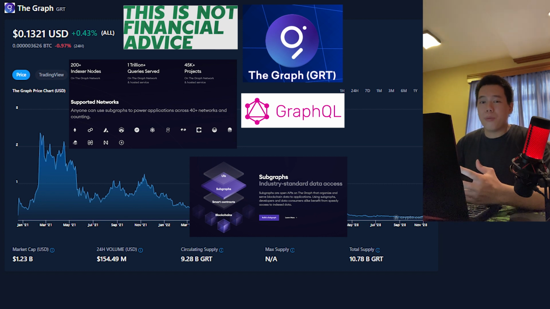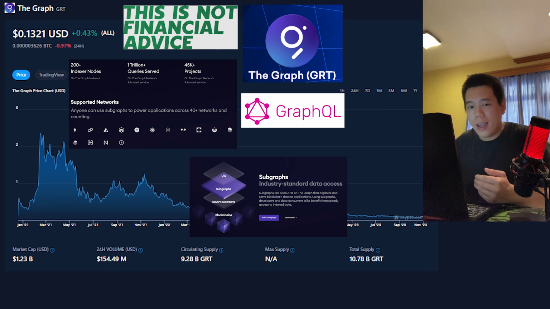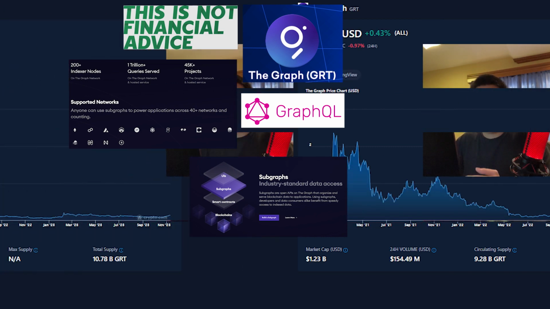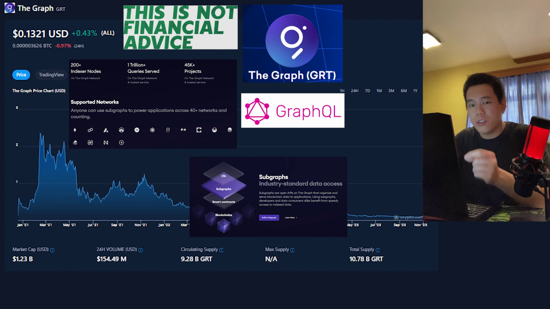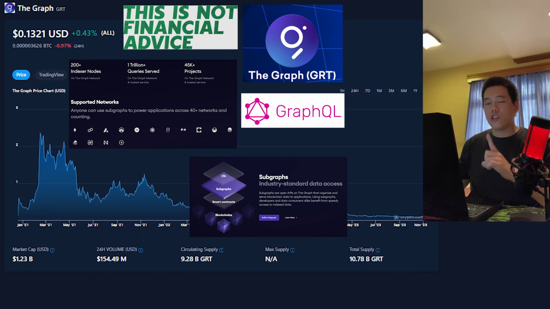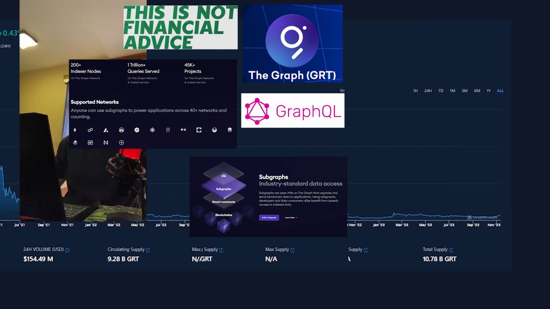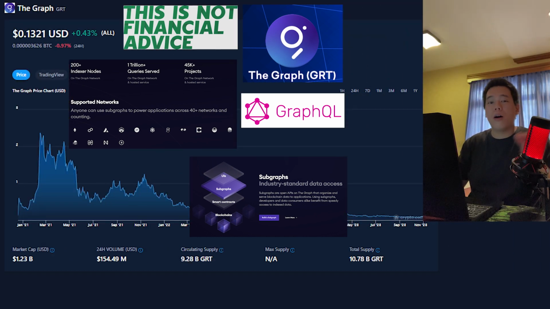However, besides that point, the reason why Facebook even created GraphQL in the first place was because it intended to use it as a way to gather data from a user's news feed. But it doesn't end there, because I think it should be noted that anyone can actually use subgraphs to power applications across 40 plus networks, which include Polygon, Ethereum, Moonriver, Moonbeam, Harmony, and many others. The list goes on and on. The Graph is currently being used by popular Ethereum applications such as Aave, Curve, and even Uniswap as well.